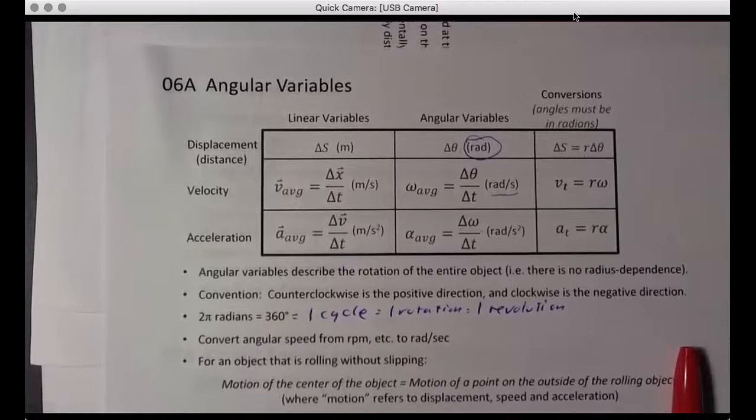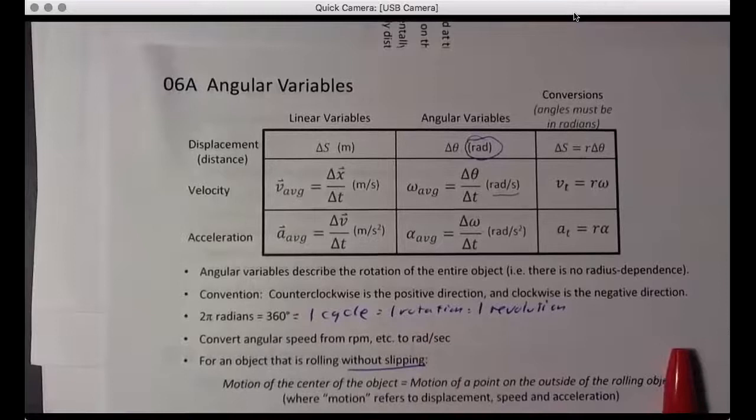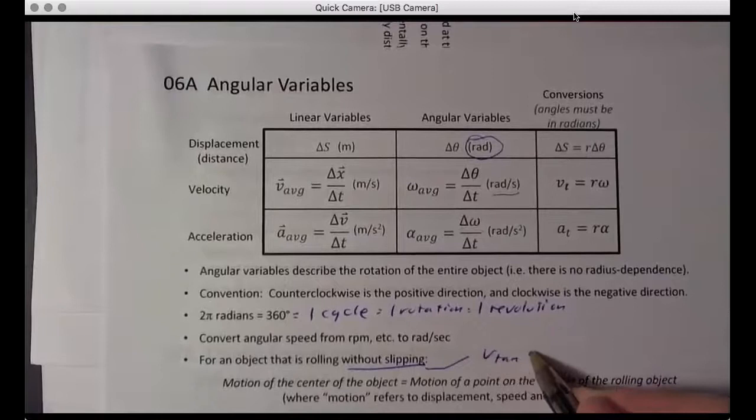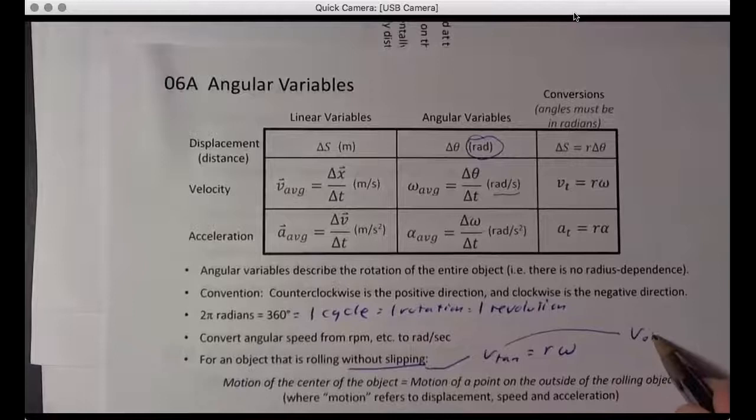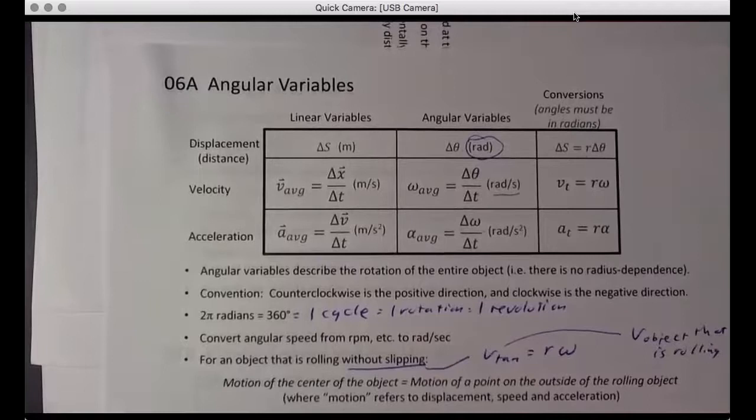And then of course there's rolling without slipping. Then you have v tangential is equal to R times omega, and v tangential is equal to v of the object that is rolling. So if it's rolling without slipping, you basically have this equation applying.